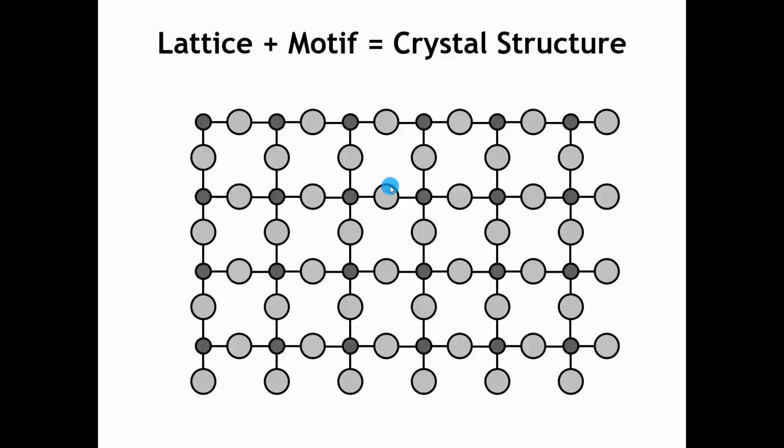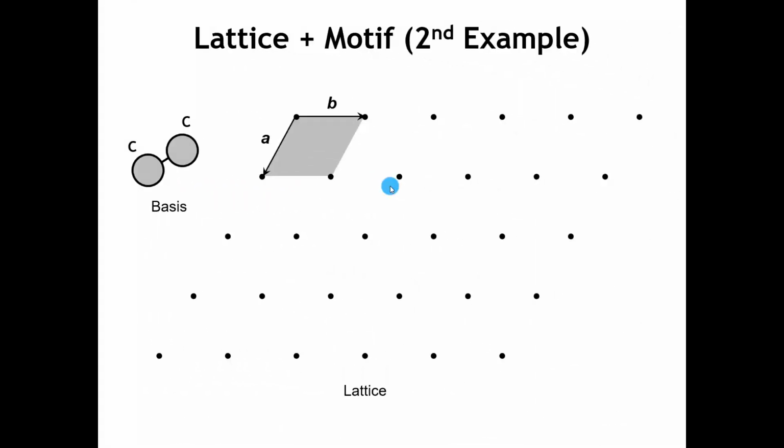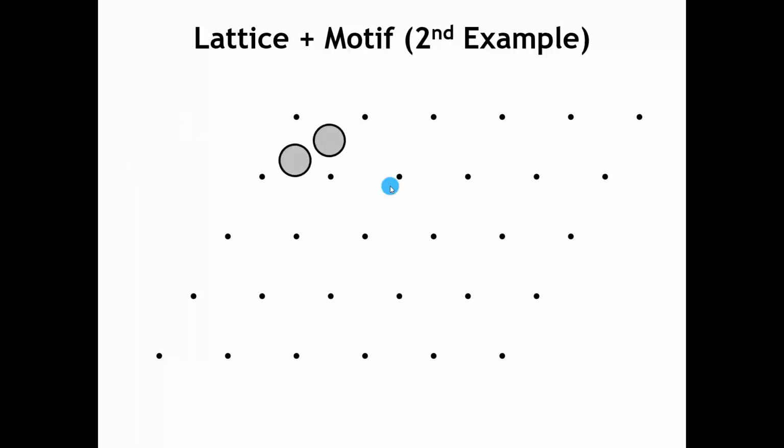If I were to take a different motif, I would get a different crystal structure. Let's do another example. Let's start now with a hexagonal lattice, and our basis or motif we're going to take as 2 carbon atoms. Okay, and in this example, we are not going to put the atoms on the lattice point. We're going to associate this 2-atom motif with this lattice point, and the atoms are displaced by the vectors here from the lattice point.